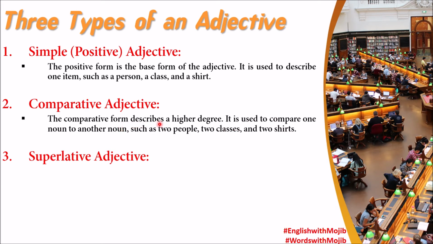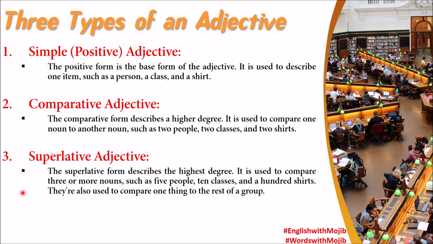The comparative form describes a higher degree. It is used to compare one noun to another noun, such as two people, two classes, and two shirts. So when we are talking about two things and we want to compare them, we use a comparative adjective, which is about to be taught in this presentation. And number 3, superlative adjective. The superlative form describes the highest degree. It is used to compare 3 or more nouns. So if we have 3 or more items, we use superlative adjectives to compare them.